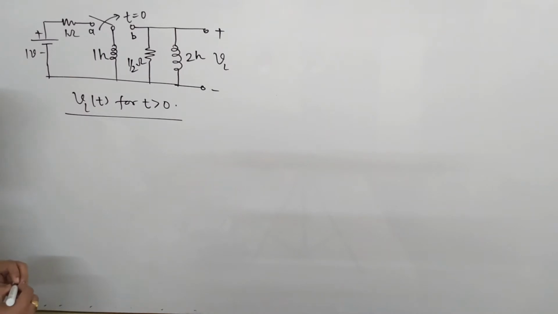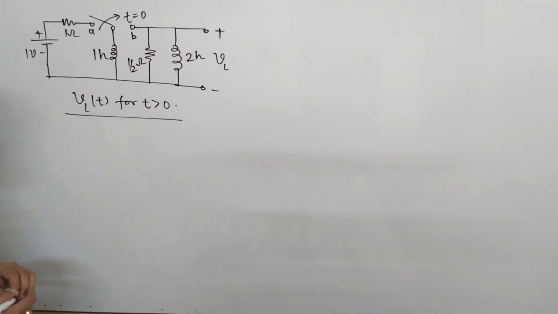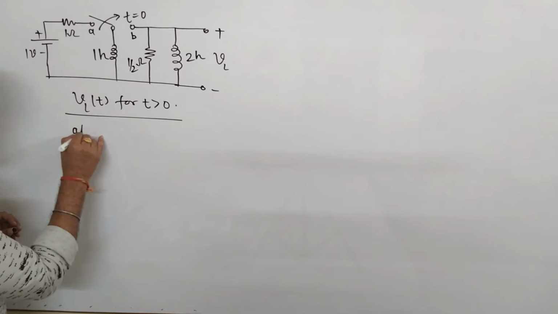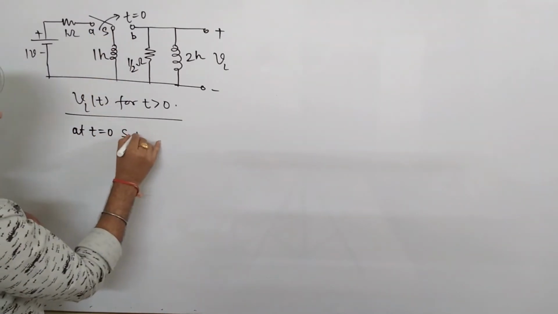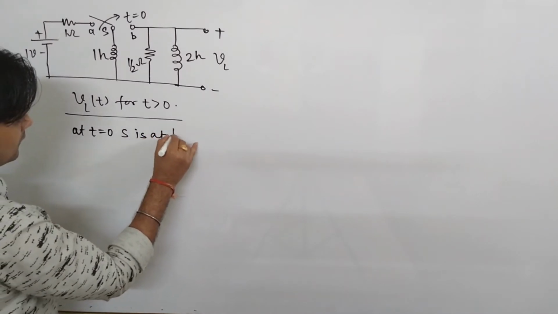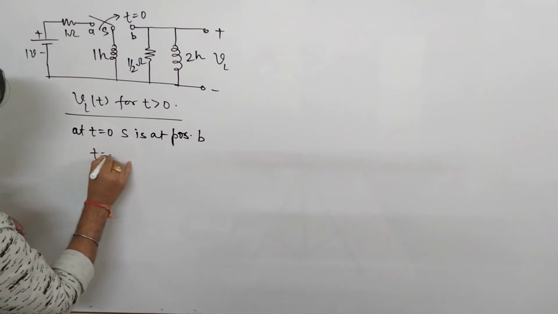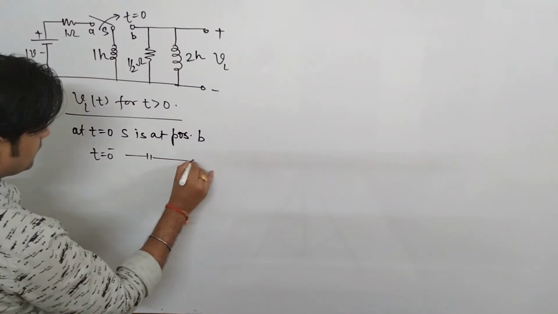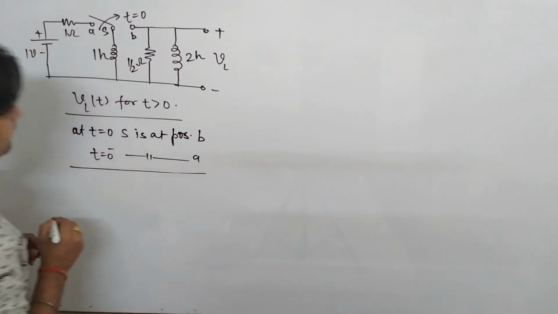In this problem, you have to find v_L(t), this voltage, for t greater than 0. The condition of the switch is already mentioned: at t equal to 0 the switch is moved to position B. That means at t equal to 0 negative, S is at position A. So these are the two conditions here.